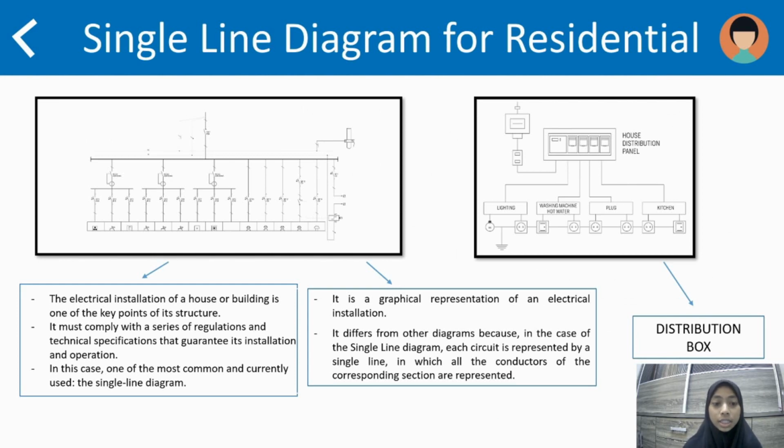The electrical installation of the house or building is one of the key points of its structure. So it must comply with a series of regulations and technical specifications that guarantee its installation and operation. In this case, one of the most common and currently used is the single line diagram.